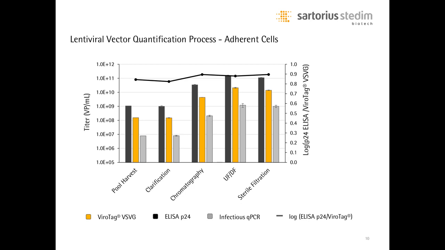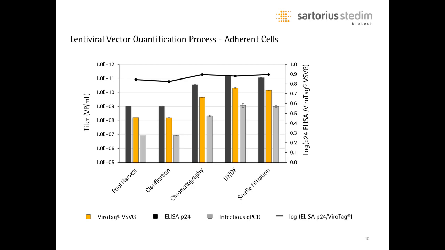Qpcr measured lentiviral vector titers throughout the downstream purification for an adherent cell process. Here on the x-axis, you can see the different processing steps they were titering, and on the y-axis, you can see the virus titers that were obtained. Virus counter results here in orange were compared to ELISA results here in black, and as you can see, they track very well, with ELISA titers being about 10 times higher than virus counter results.